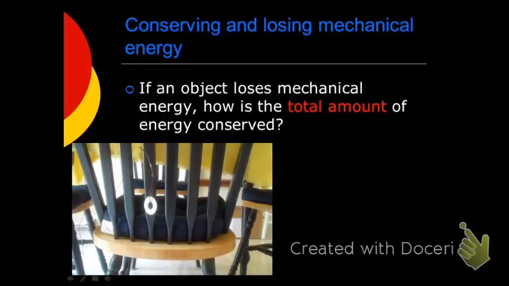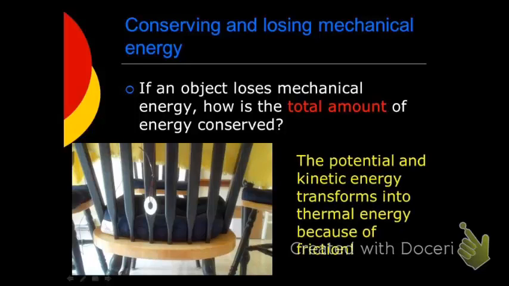Potential and kinetic are transformed into energy. What kind of energy? Heat. Because of friction. Friction causes heat. And we know from before that anytime there are two things touching, there's friction.